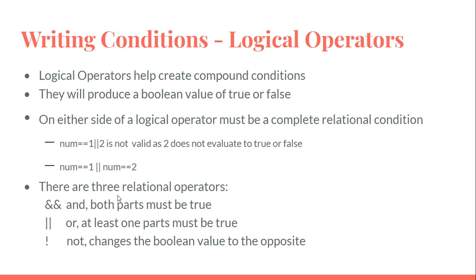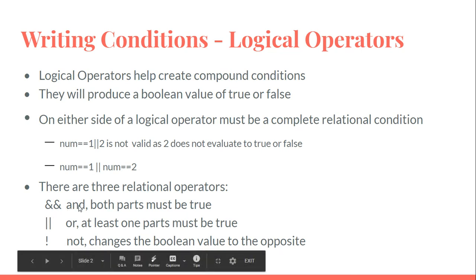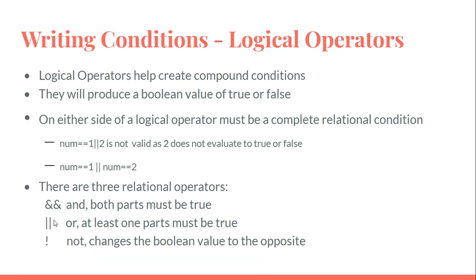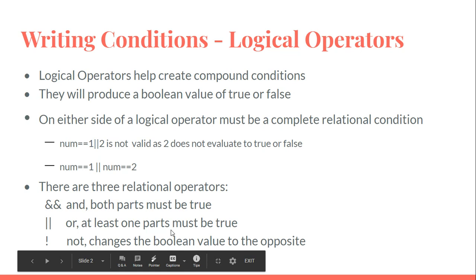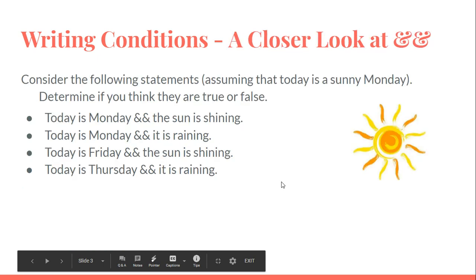And then the last part is there's three logical operators we'll be talking about. Double ampersands is and, both parts must be true. Double lines is or. Those lines, by the way, are found above your enter key on your keyboard using shift. That means or, at least one part must be true. And then the exclamation point means not. It changes the Boolean value to the opposite.